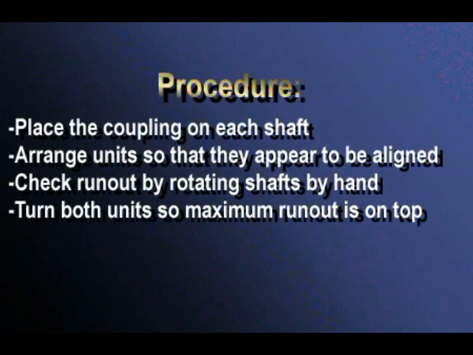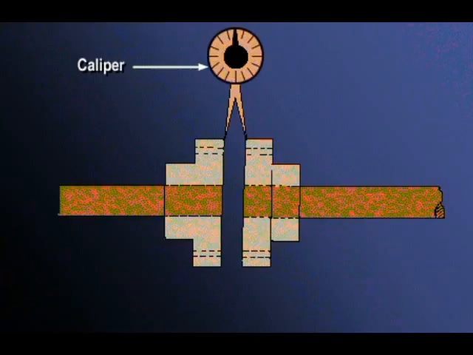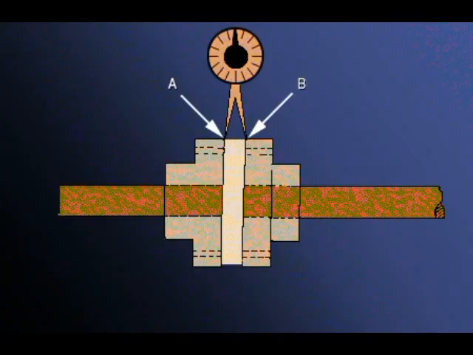Turn both units so that the maximum runout is on top. Check the units for initial or gross angular alignment. You can use a caliper to measure the distance of one coupling half from the other half. In taking this measurement, be sure that the calipers are at right angles to the faces of the coupling. Measure the distance at several different points around the perimeter of the coupling.